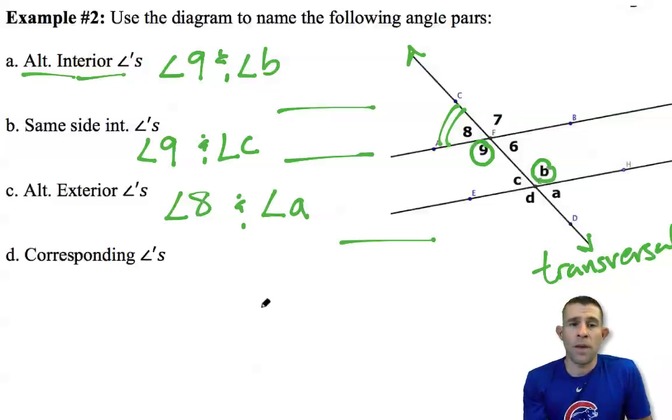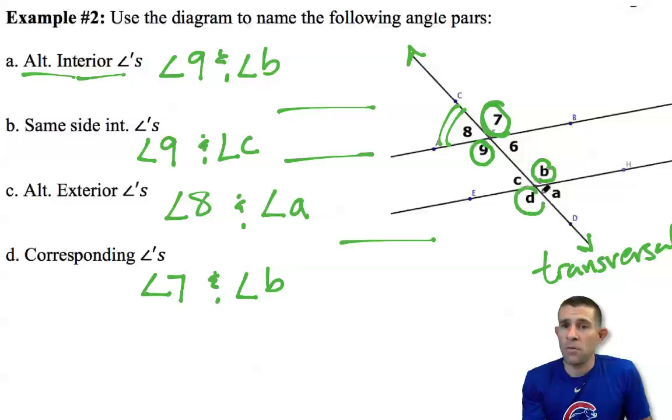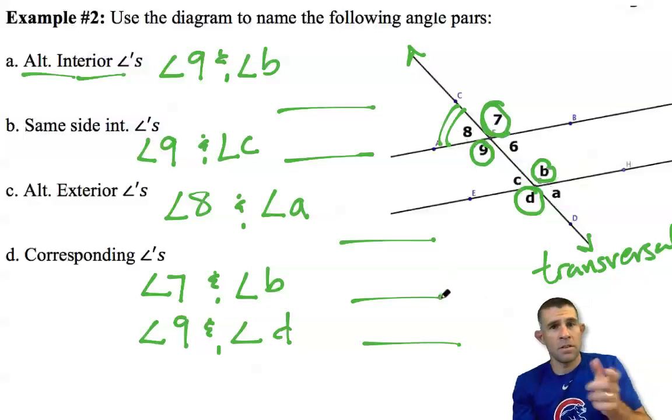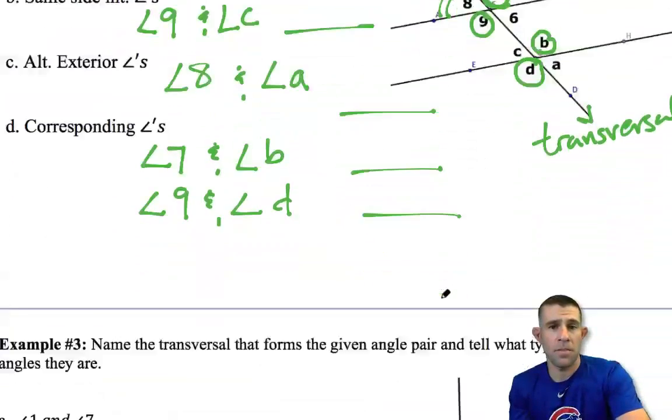Finally, let's go to corresponding angles. Corresponding angles would be like angle 7 and angle B. I'm going to give you two of these ones. Alright, my next pair would be angle D and angle 9. Alright, you have two more pairs to come up with here for my corresponding angles. Share them with me tomorrow in class.